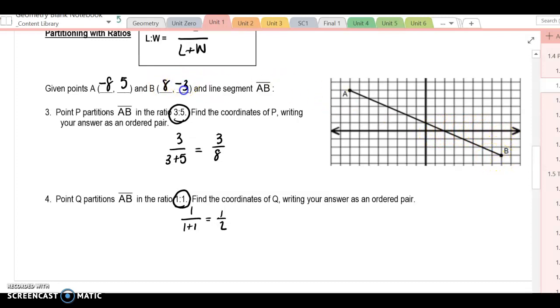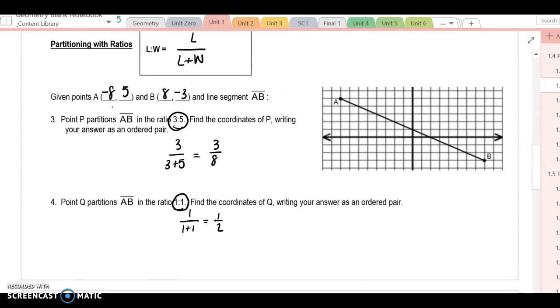So for B, 8, -3. All right, so for X, it looks like we're going up 16 numbers. There's 16 numbers in between -8 and +8. From 5 to -3, it looks like we're going down 8 numbers. So I'm going to do number 4. So X, we're going up 16. For Y, we're going down 8.